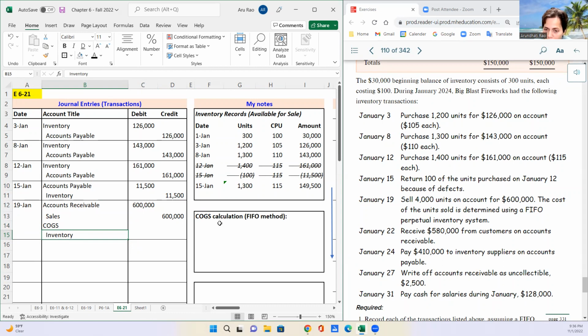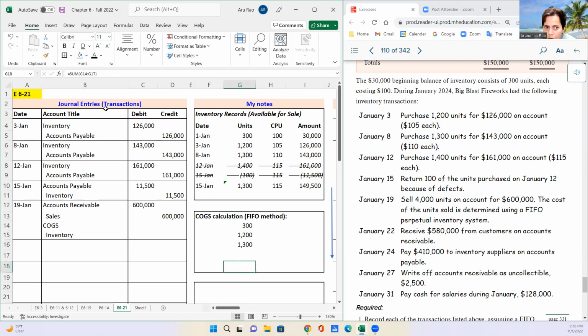The inventory that I'm selling, the 4,000 units, I need to expense them. And the way I'm going to do that is using first in, first out. So I look at these layers, Layer 1, 2, 3, and 4. Remember, it's chronological by date, first in, first out. Whatever came in first, that's a beginning inventory that needs to go out first. That's 300 units. Then the 1,200, and then the 1,300, okay?